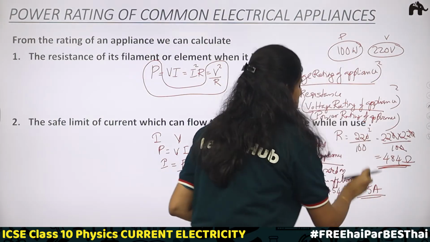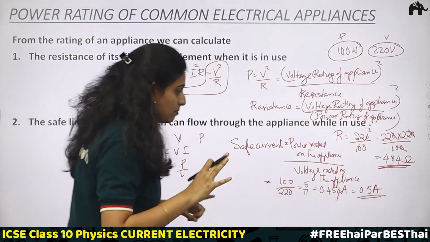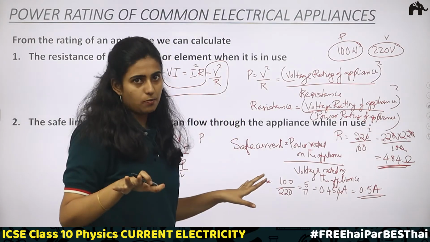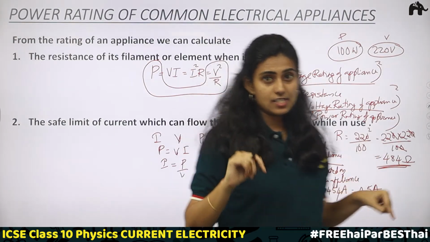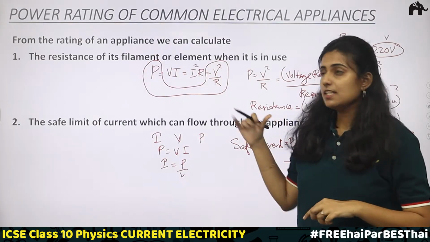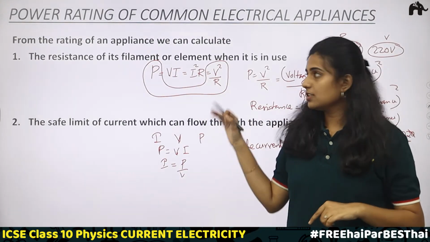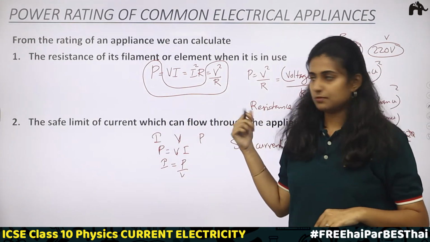Below 0.5 or equal to 0.5 ampere current, when it flows through the circuit, there is going to be no problem. But if the current exceeds 0.5 ampere, then there are chances for the filaments to get heated up and start melting. The device may not work and it will get damaged. Clear? So this is how you can calculate the resistance and the safe limit of current.